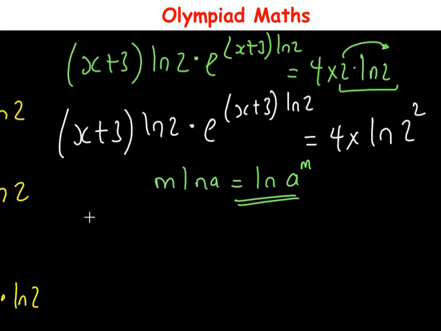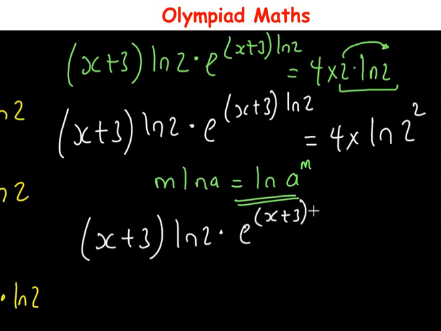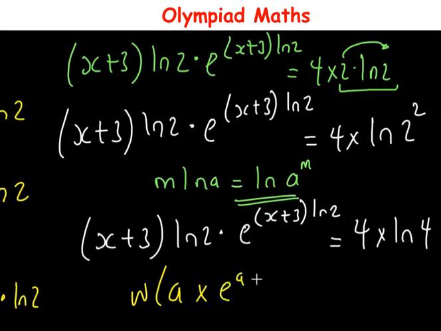So from here we have (x + 3) multiplied by ln 2 times e raised to power (x + 3) times ln 2 is equal to 4 times ln 2 raised to power 2, which is 4. At this junction, don't forget that we said we need to simplify this making use of the Lambda W function, which is W of (A times e raised to power A). This will give us A, right?